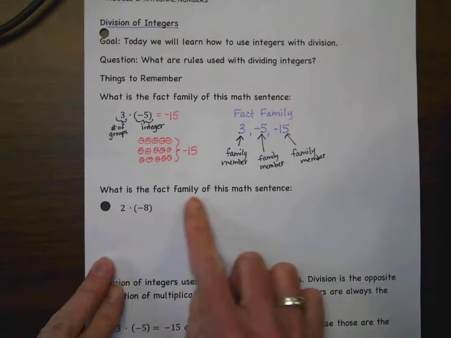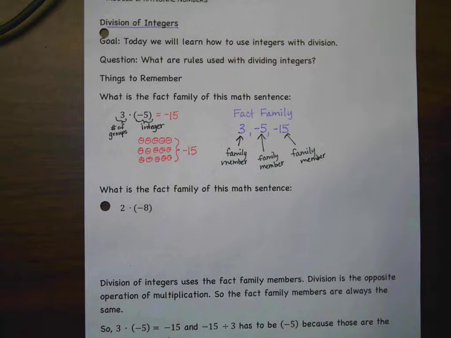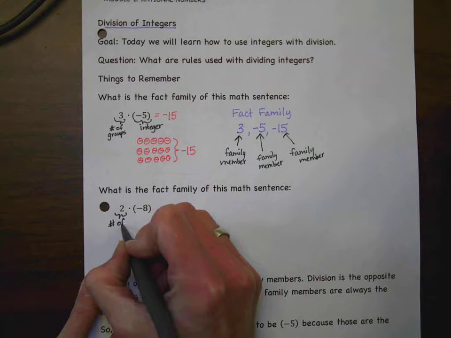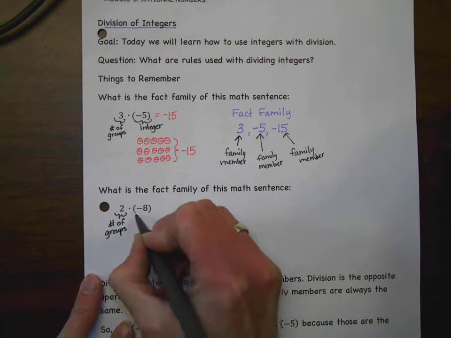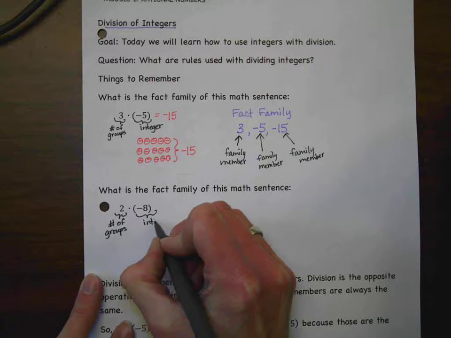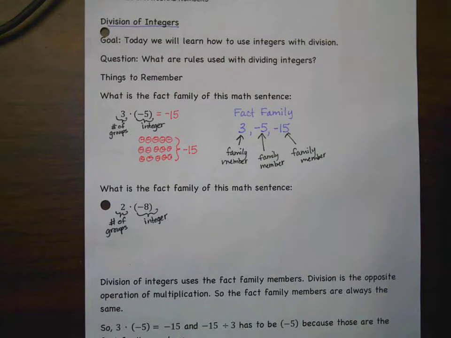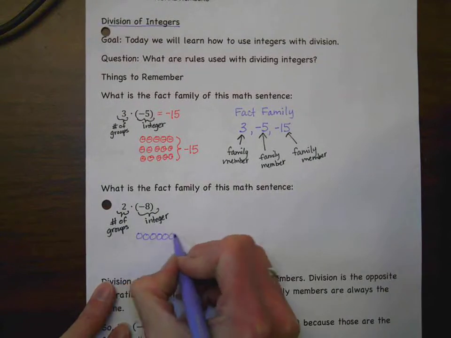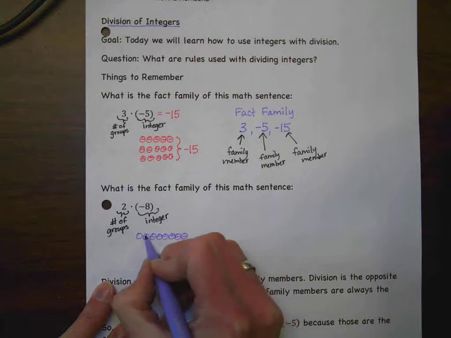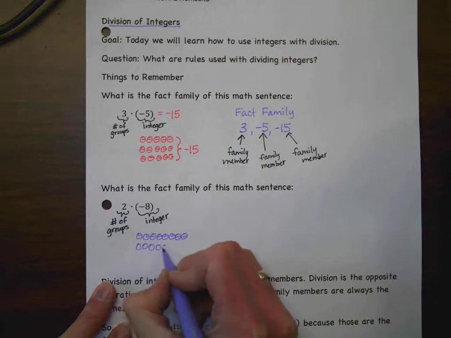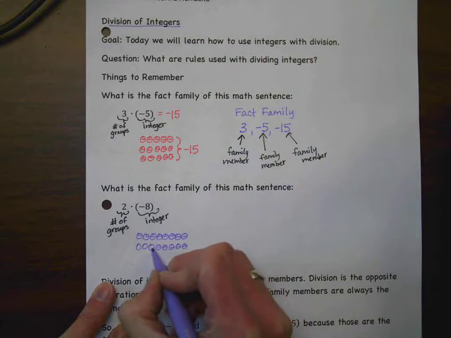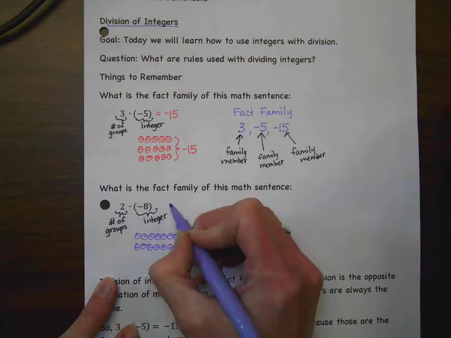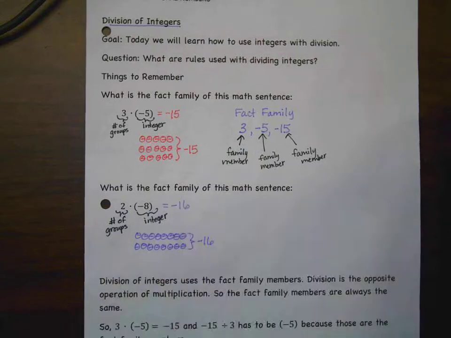Okay, so now let's try it down here. What is the fact family of this math sentence? Again, let's remember what we're doing. This 2 tells us the number of groups. This negative 8 tells me the integer used. So this time I have 2 groups of negative 8. There's 1 group. There's 2 groups of negative 8. So when I count them all together, I see 16 negatives. So my answer to this would be negative 16.